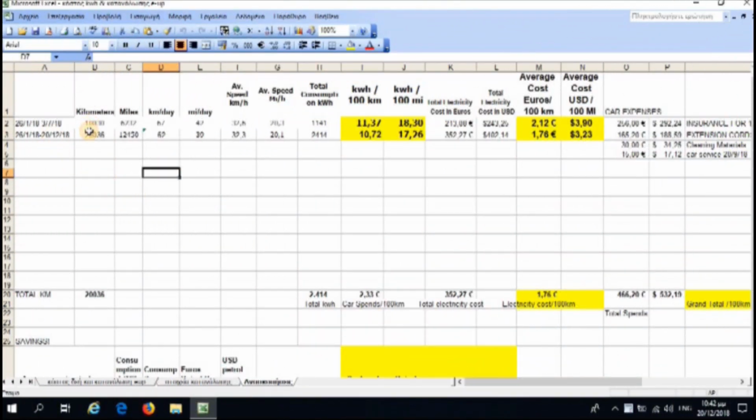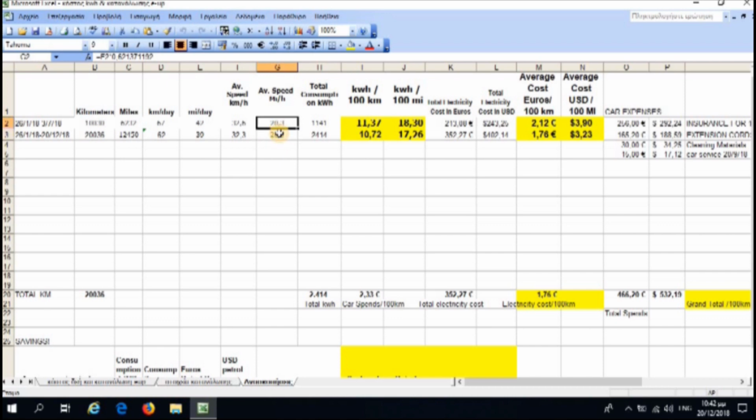As we can see here, I have got two different statistics. After 10,000 kilometers or 6,000 miles, and after 20,000 kilometers or 12,000 miles. In the first 5 months we were doing 67 kilometers per day or 42 miles per day, and then for the rest we reduced our daily mileage a little bit, and here is 39. Our average speed is slow. It's only 32.6 kilometers per hour or 20 miles per hour, because it's mostly city driving.